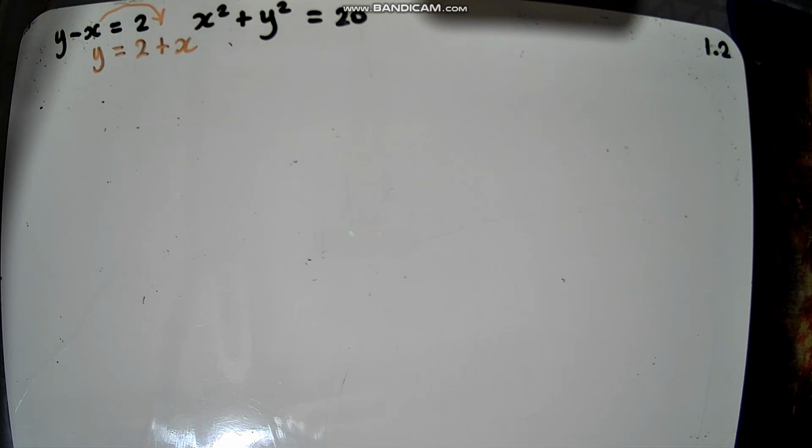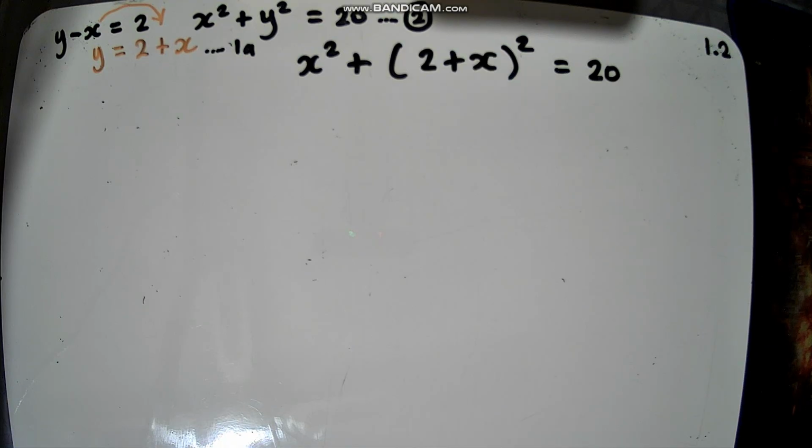So if we move -x over, it becomes positive x. And now just substitute this into equation 2. So we are substituting 1a into 2. Notice that y is equal to 2 plus x. So now we have to square out that bracket. Okay, so FOIL it out, or whatever it takes for you to do it easily.